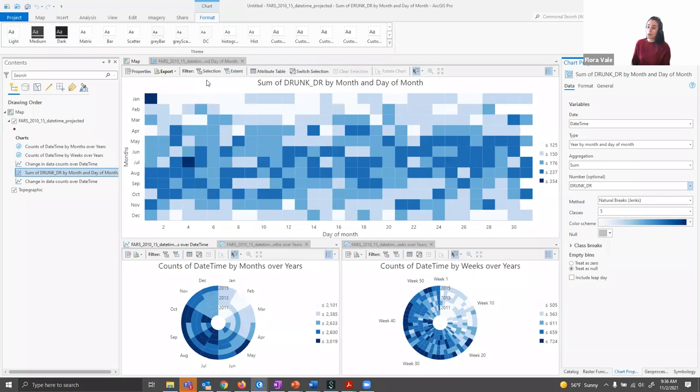So this is really useful. We got a lot of requests from our crime analyst communities for this type of chart to understand problematic times of day, days of week, and days of year.